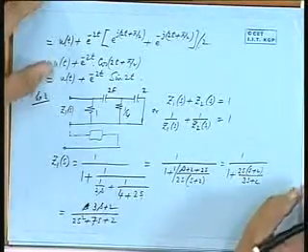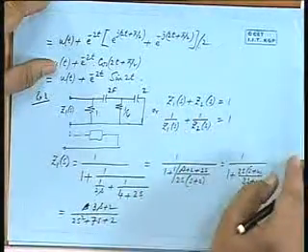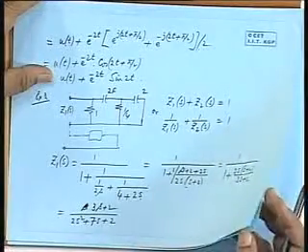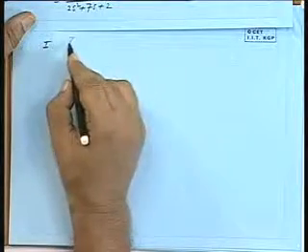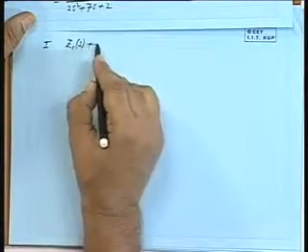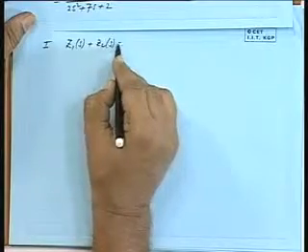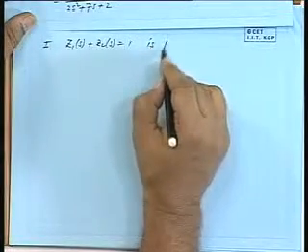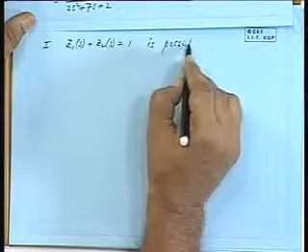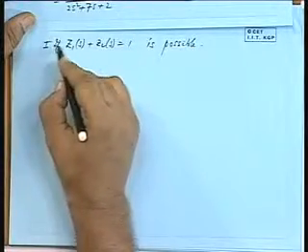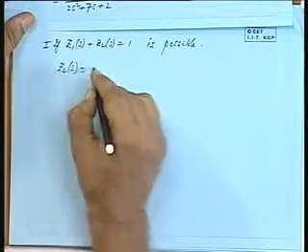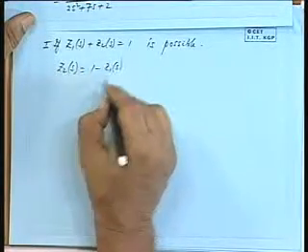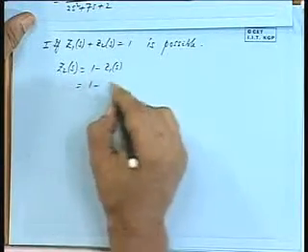Now, what would be Z2s? Let us see the first possibility. Z1s plus Z2s should be equal to 1. Then what should be Z2s? Case 1, if Z1s plus Z2s is possible, then Z2s will be 1 minus Z1s, and what is that?